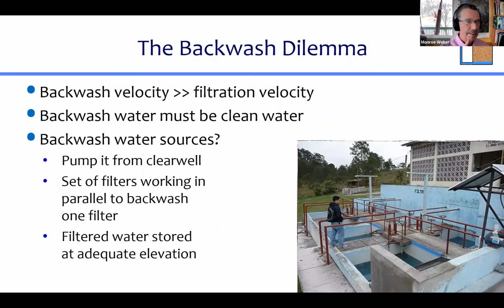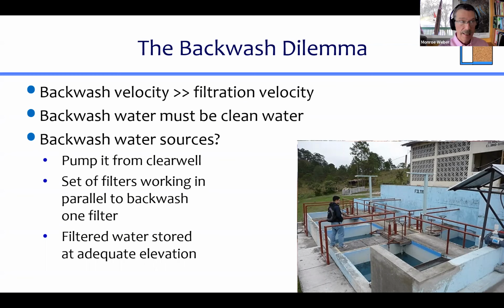So this is the CEPIS system. There's 6 filters in a set. You can see the 6 filters there. And they have those 6 filters working together. And when they want to backwash one of them, they actually take the water from 5 of them that are still filtering water, and they use the water from those 5 to provide water to backwash the 6th filter. And they're able to do that without using any pumps.